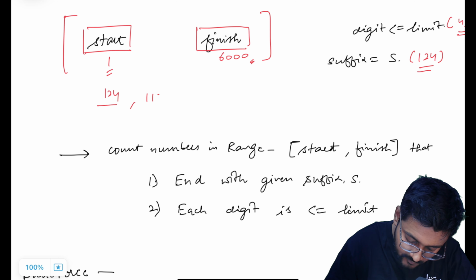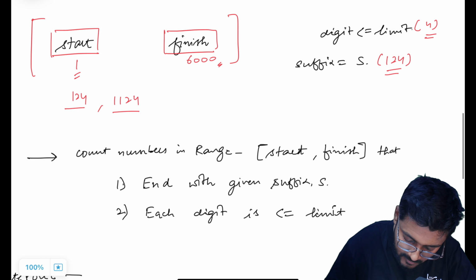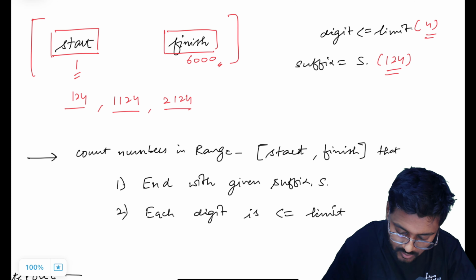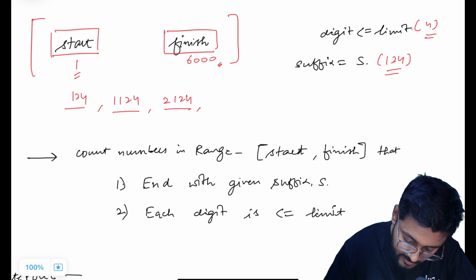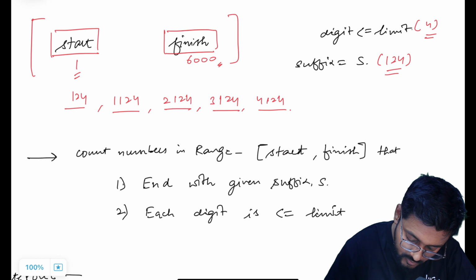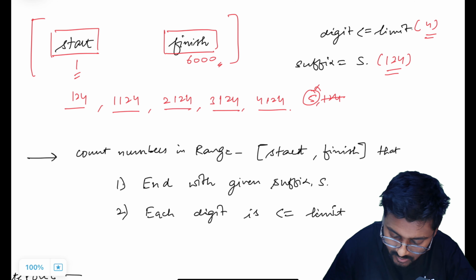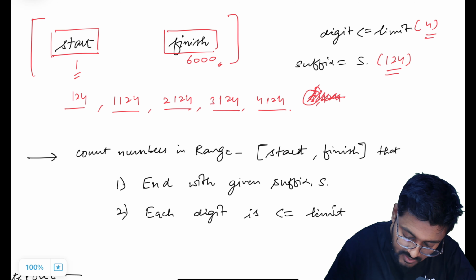Then 1124, this also has suffix 124, and the digits are not crossing 4. Then I can take 2124. Here also the suffix is 124, and no digit is crossing the limit. What else can we have? 3124, 4124. That's all we can have. If I take 5124, the suffix is the same, but the limit is not matching. The digit 5 crosses our desired limit, so we are not going to consider this number.